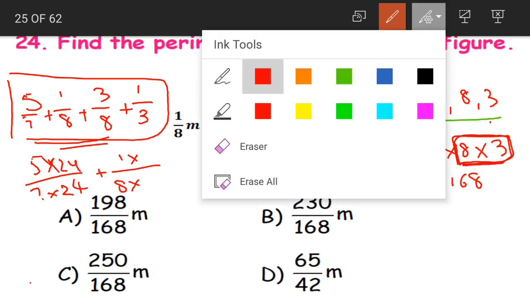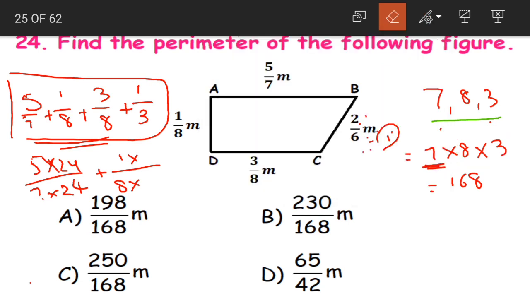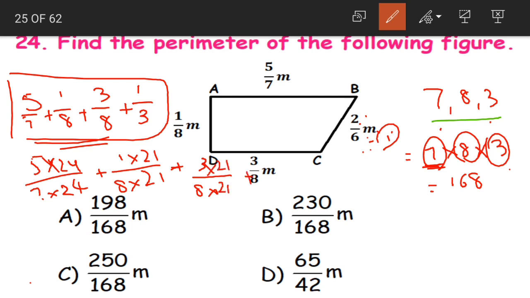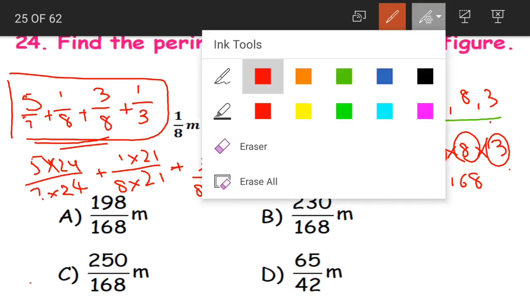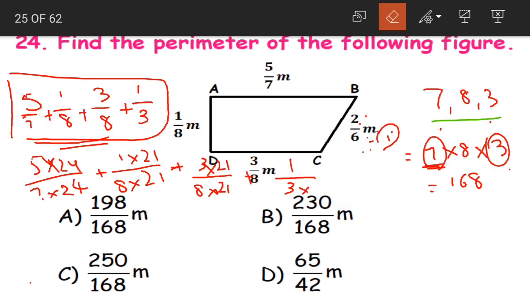Next, 8 should be multiplied by 7 into 3, that is nothing but 21. So we multiply the numerator also by 21, for 3 by 8. And the last one is 1 by 3. Here 3 is to be multiplied by 7 into 8, that is nothing but 56. So 1 into 56 by 3 into 56.